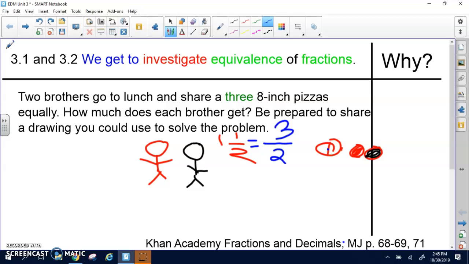Okay? So that's what you're going to be doing today, is drawing some pictures on pages 68 and 69. You'll be drawing some pictures to show your thinking with this. If you get to page 71, it's all about equivalent fractions, and I'm going to show you some really neat ideas about equivalent fractions in just a moment.